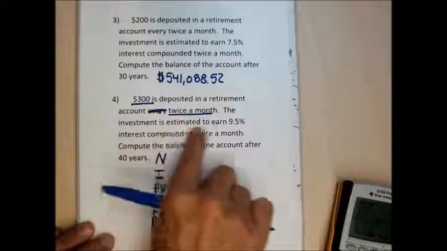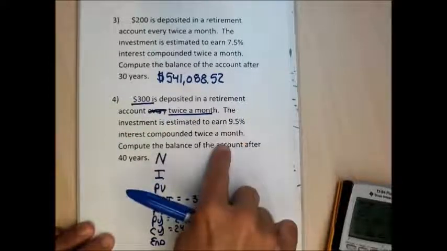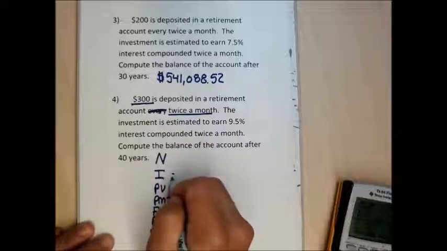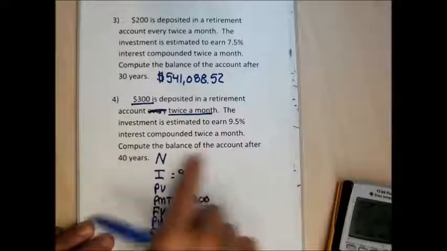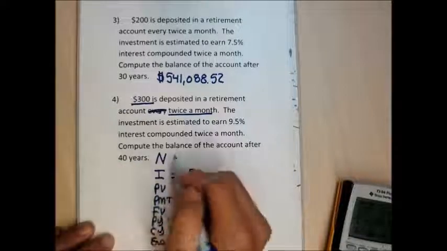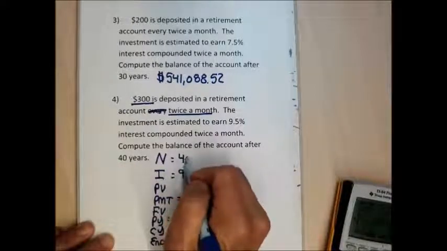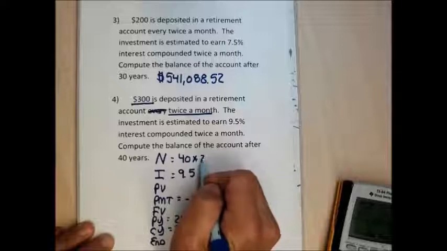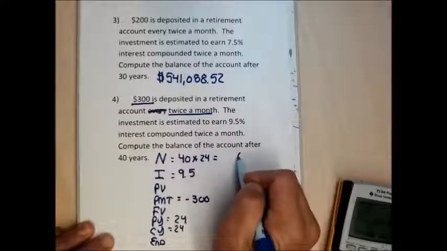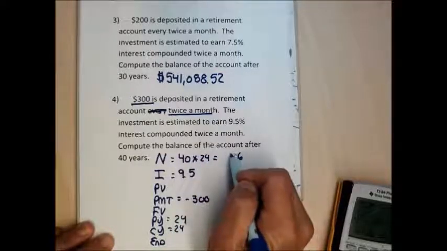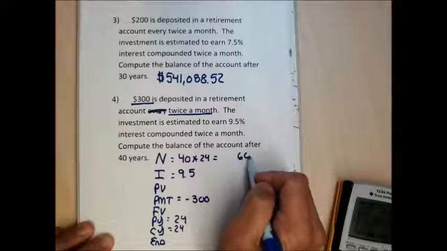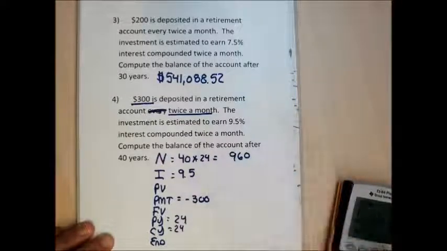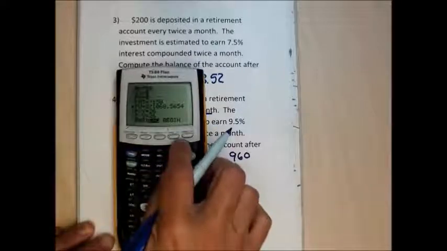The investment's going to earn 9.5% interest compounded twice a month. That gives me an I of 9.5. And then compute the balance in the account after 40 years. The N is going to be the number of years, 40, times 24. What's that, 16? I think that's 960. Let me just go to my calculator to make sure that's the case.